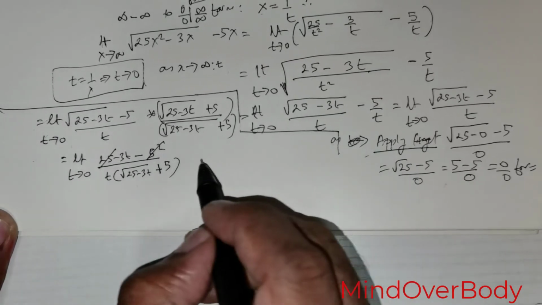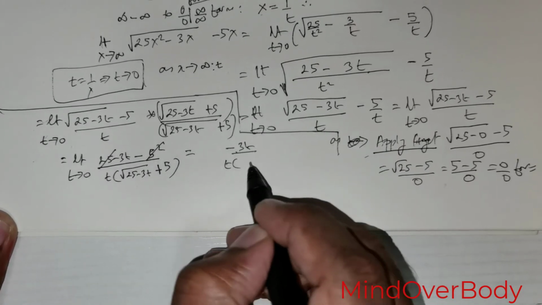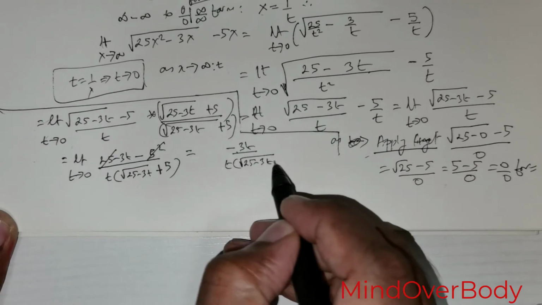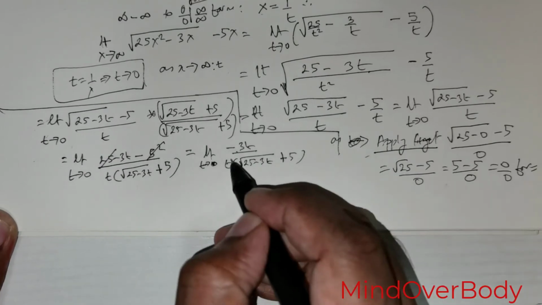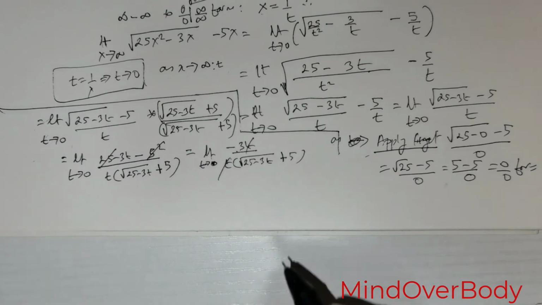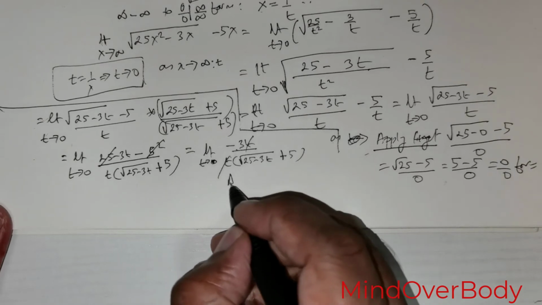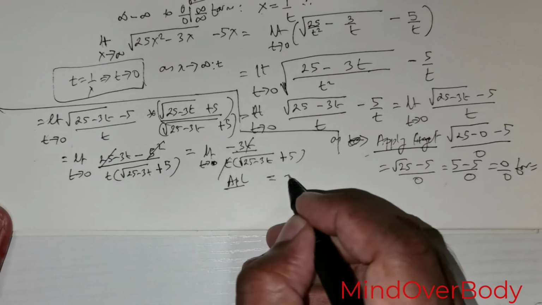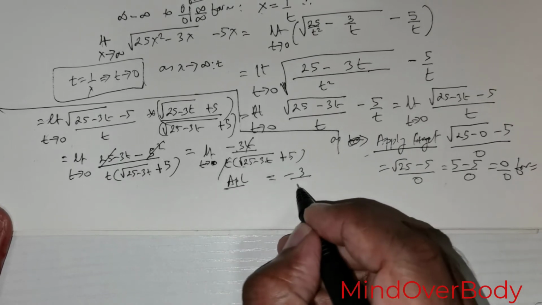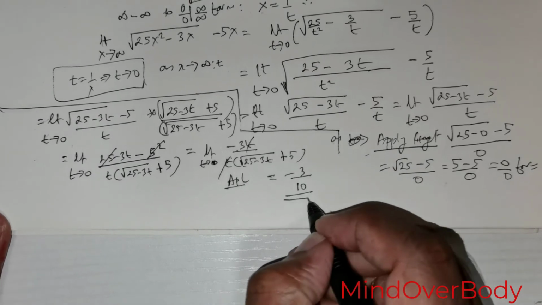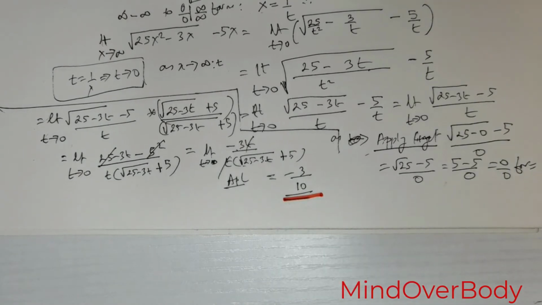25 and negative 25 get cancelled, giving me negative 3t divided by t times square root of 25 negative 3t positive 5, of course with the limit t tending to 0. Now t and t can be cancelled. Now if I apply the limits, this is 0, this is root of 25, that is 5. So applying limits, I would be getting negative 3 divided by 5 plus 5, positive 5 would give me 10. So this is the solution to the question, and it's a good point for us to draw the line. Thank you students, we'll move on to the next question.